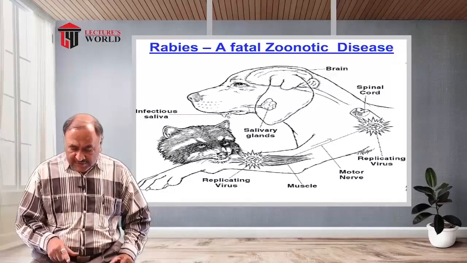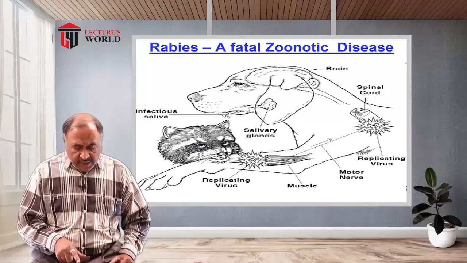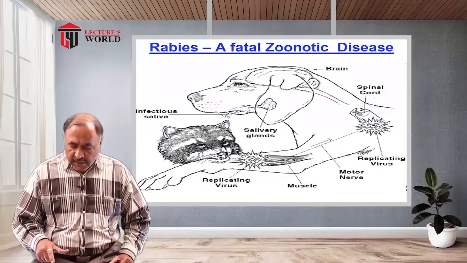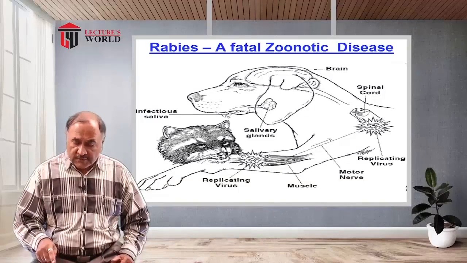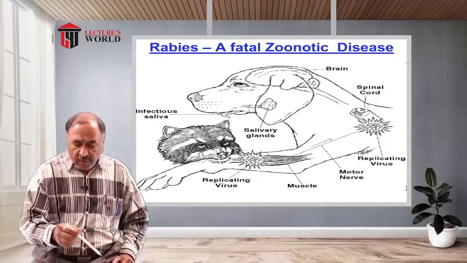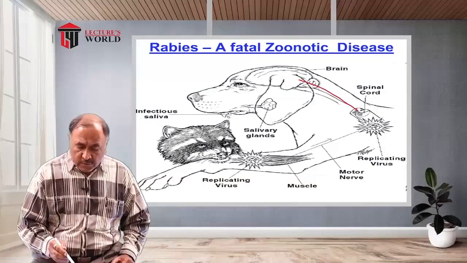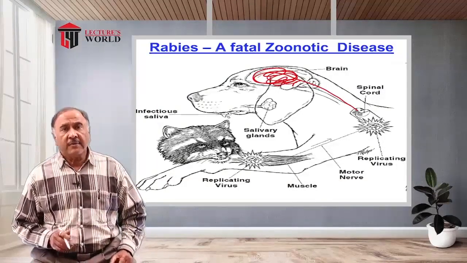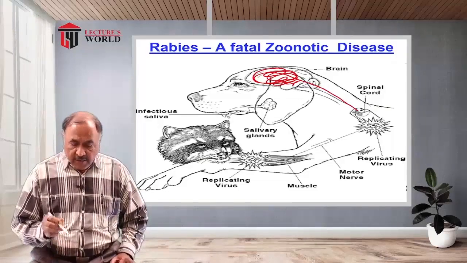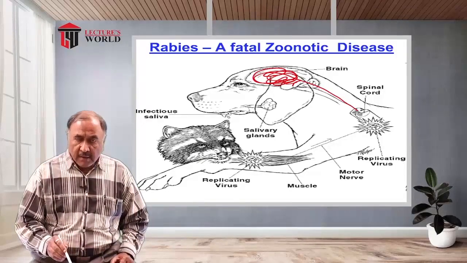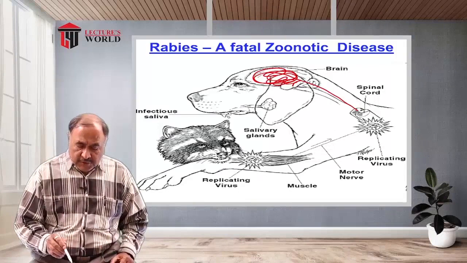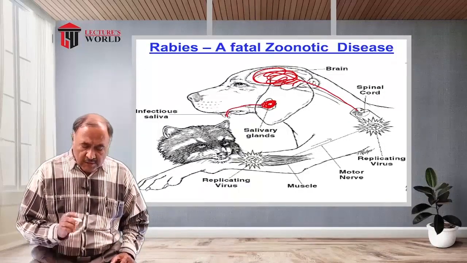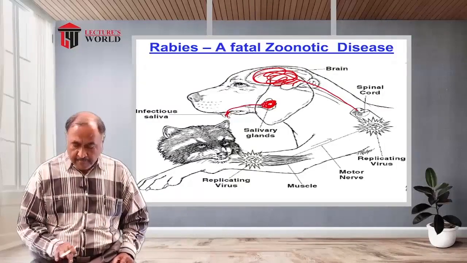through the nervous system. That is, it replicates in the muscles, and through that, through the nervous system, it reaches the central nervous system, that is the spinal cord, from where it travels to the brain, and here the infection spreads. From here, the virus also spreads to the entire body, and through saliva, this virus may come out.